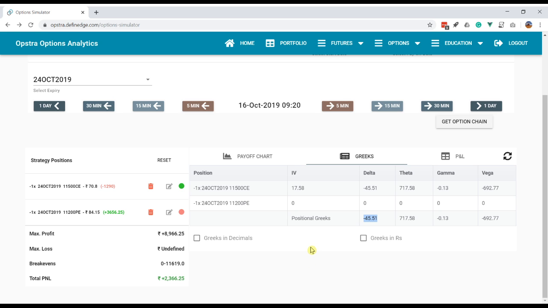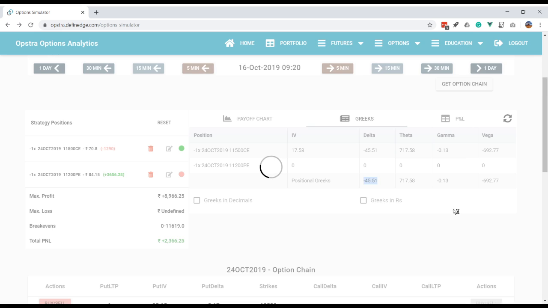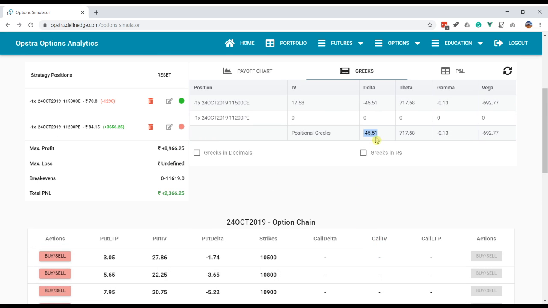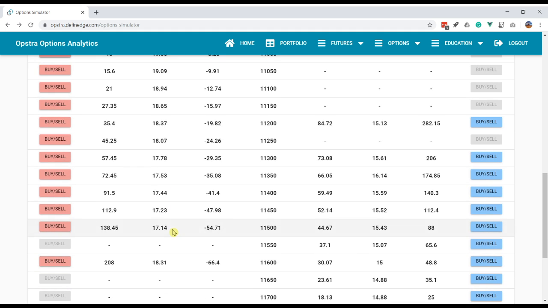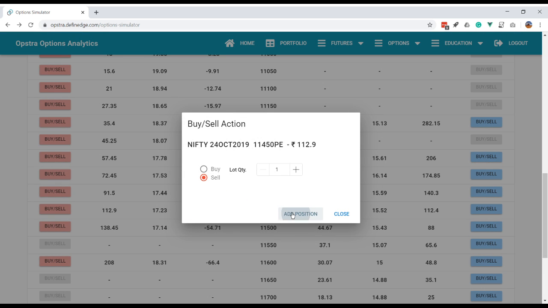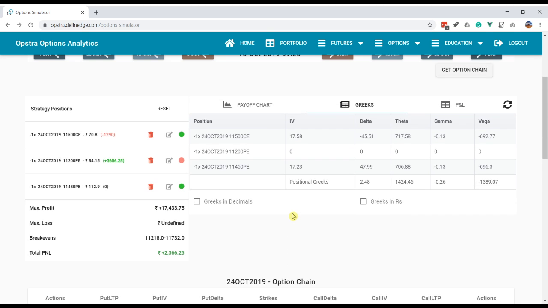So now we have to neutralize this delta, to make it close to 0. Now we'll get an option chain for this particular time period. We have to sell a plus 45 delta put option. This is the closest to 45 delta, so we'll sell this one put option. Once we have done that, our positional Greek is close to 0, right? That is the aim of a delta neutral strategy.